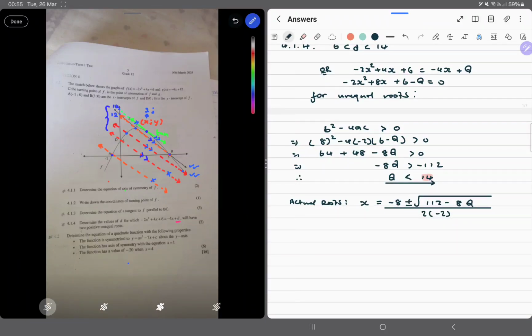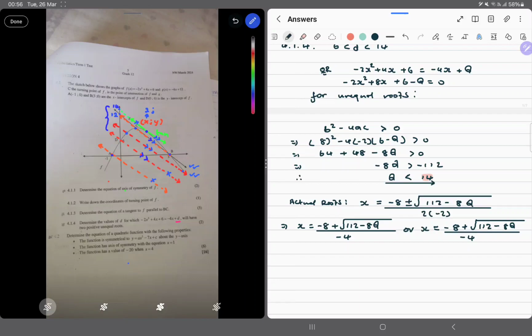Okay, so great. So this implies that we've got this root: minus 8 plus the square root of 112 minus 8d, all divided by minus 4, or x is equal to minus 8 plus the square root of 112 minus 8d, all divided by minus 4.